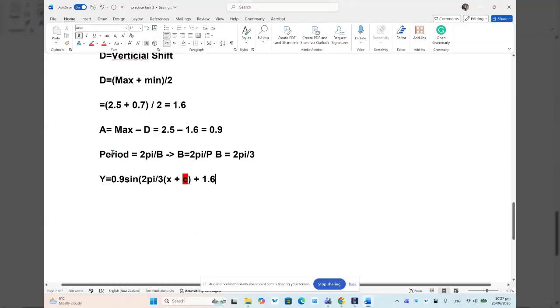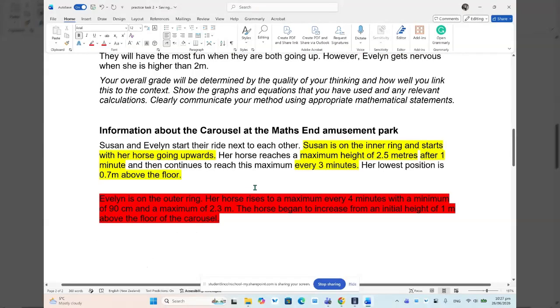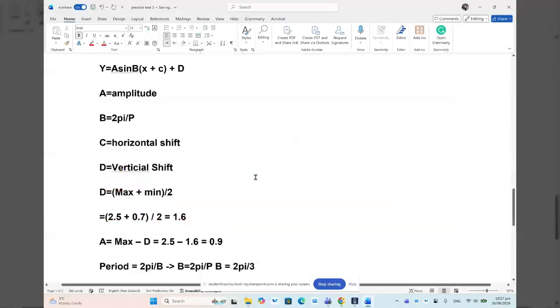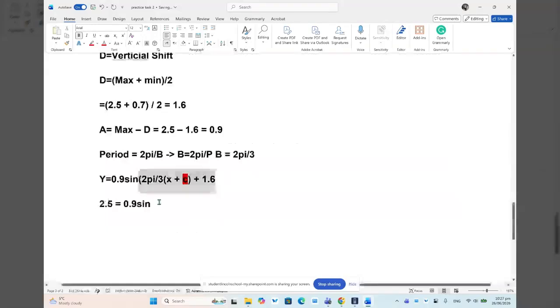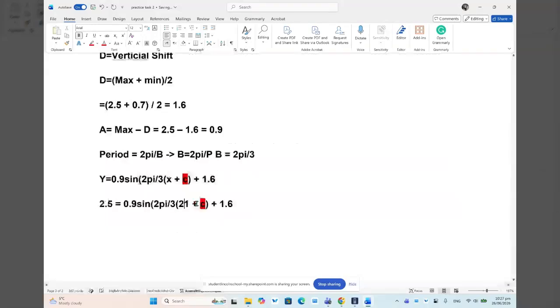And to do that, we need to plug in a value for y, and we need to plug in a value for x. So they told us that it reaches the maximum height after 1 minute. So that 1 minute is what we're going to plug in for x. So we're going to have 2.5, which was the maximum, equals 0.9 sine. Make sure you copy and paste that whole thing. Boom. 1 plus c, right? That was the 1 minute here.